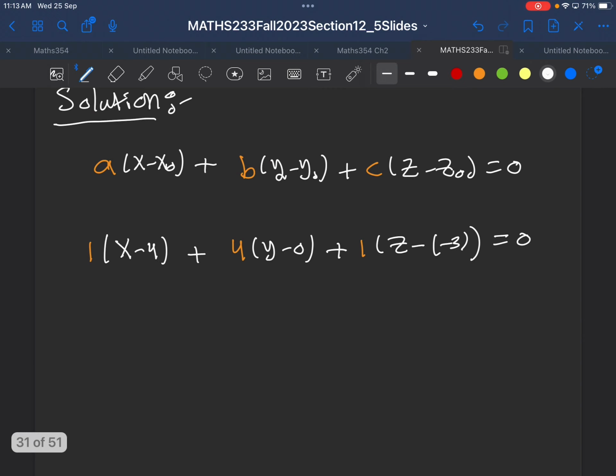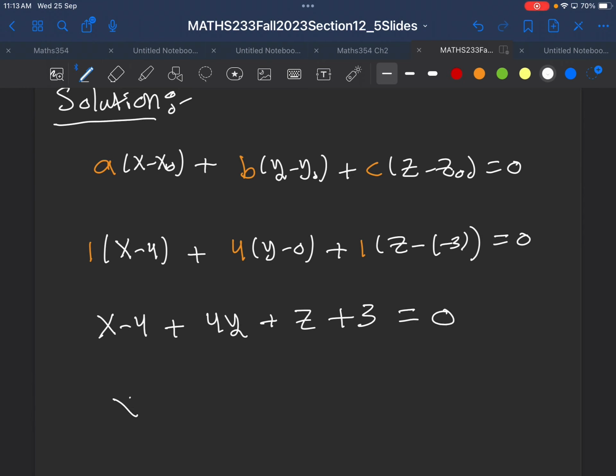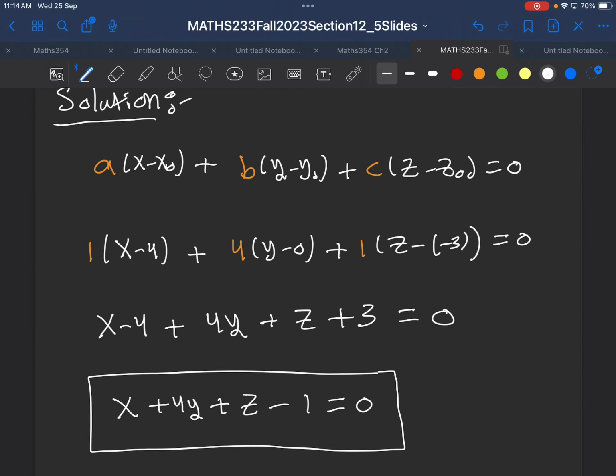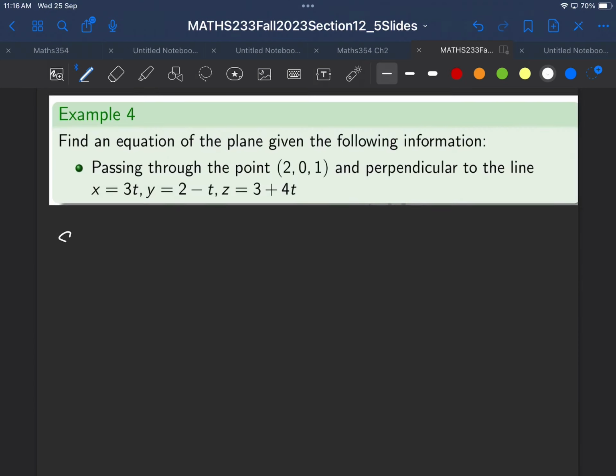So finally, we get x minus 4 plus 4y, because 0 will just disappear, plus z plus 3 equal to 0. Now, usually we bring the variables together, so x plus 4y plus z, and then minus 4 plus 3 to be -1, equal to 0, and that will be the equation, we have the solution.